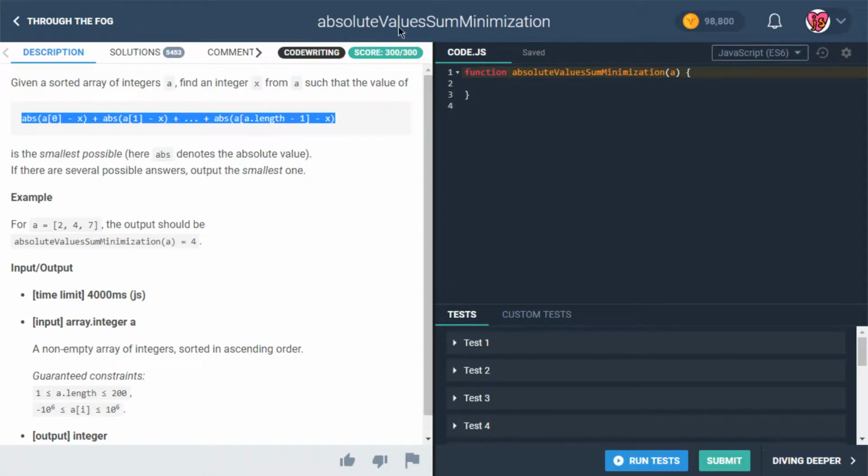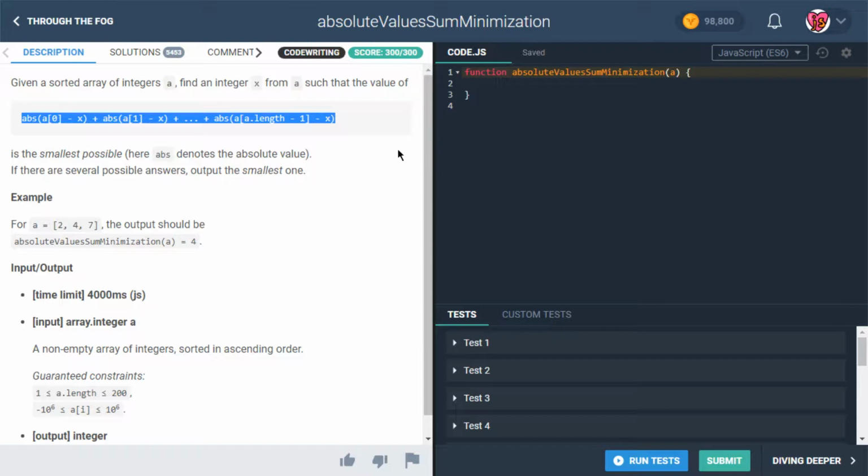This actually is related to the title here. It says absolute value sum minimization. The minimization refers to the fact that we're trying to find the smallest possible one of these. The sum refers to the fact that we're adding all of these things up. The absolute value is what this abs thing is all about.